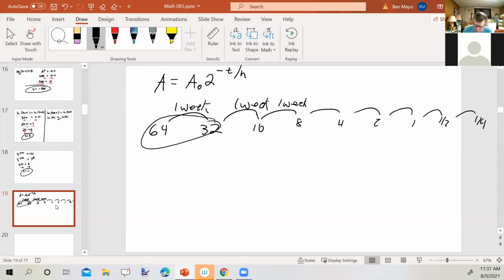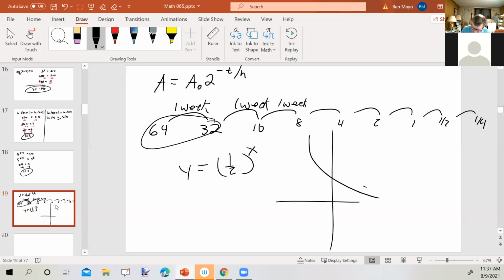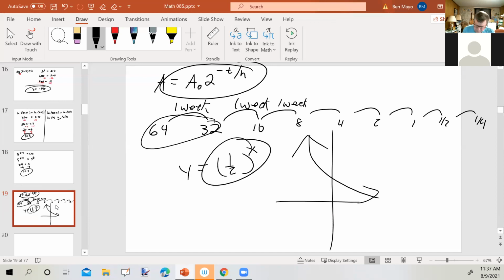Okay? Now, half-life, you might expect something like this, because if you'll recall from way back when we were graphing this, the graph of this thing looked like this. It was decreasing. As x increased, y got cut in half. So how do we get this to look like this? Well, all right, consider this.